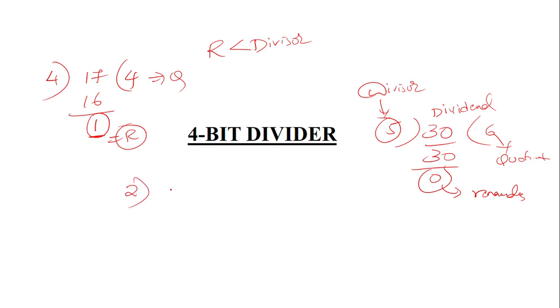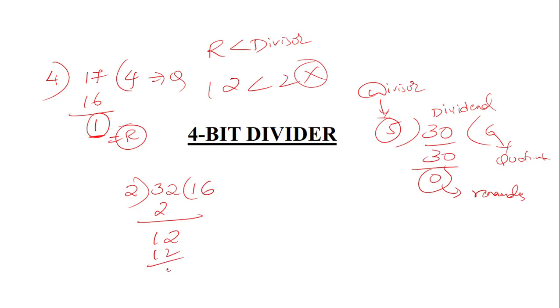If you consider 2 and something like 32, then 2 1s are 2 and 1 2. This value 12 is not less than 2, so it is not correct. So we do the same step again. 2 6s are 12 and the remainder is 0. So this is our coefficient, this is our remainder. Until this condition is satisfied, remainder less than or equal to divisor, our operation is going to be done. So this is our final code.